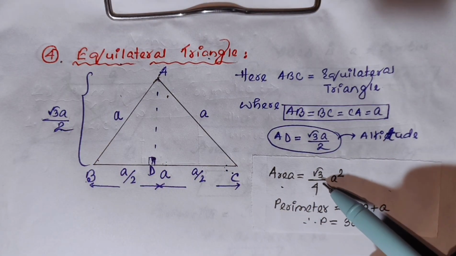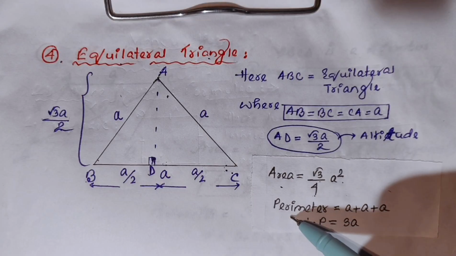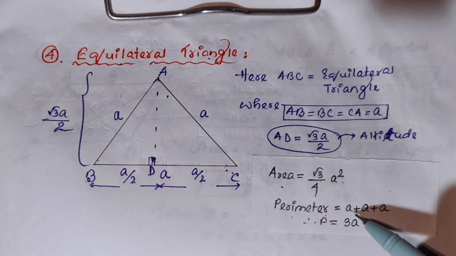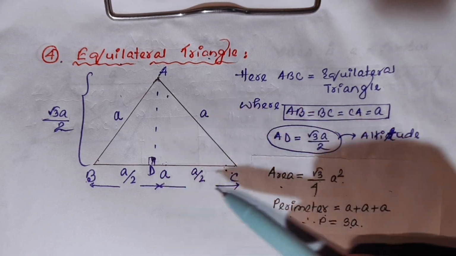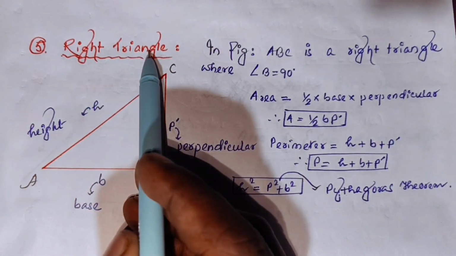एरिया का जो फॉर्मूला होता है √3/4 इंटू साइड स्क्वायर. पेरीमीटर का फॉर्मूला होता है सम ऑफ ऑल द थ्री साइड्स. क्योंकि सबका लेंथ सेम है तो फिर 3 इंटू a मल्टीप्लाई करने पे इसका पेरीमीटर आ जाता है. यहाँ पर 5 नंबर पे आता है राइट ट्राइंगल.